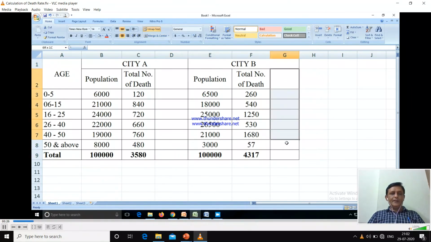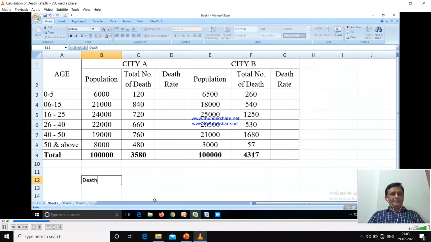Now we require to calculate the third column, named death rate. So let me check the death rate for both the cities. I'll name that separately for city A and city B. The third column is named death rate. How will I calculate this? So we write the first death rate equals to what?